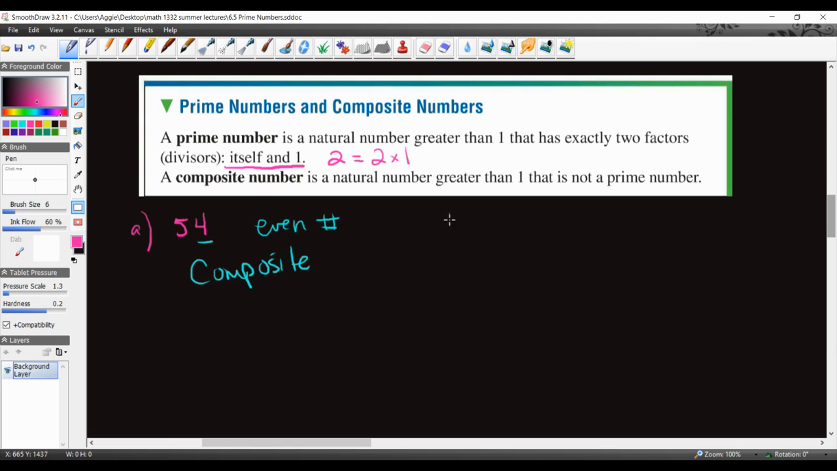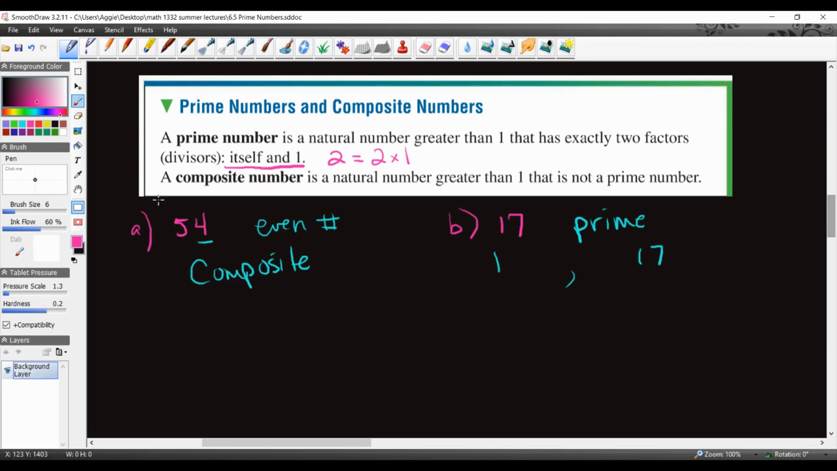What about 17? If you're not sure, you start trying to come up with the factors. I know 1 times 17 is 17. 2 is not going to go in. 3 is not going to go in. 4, 5, 6, it looks like none of them are going to work. It's just 1 and 17. So this one is going to be prime.